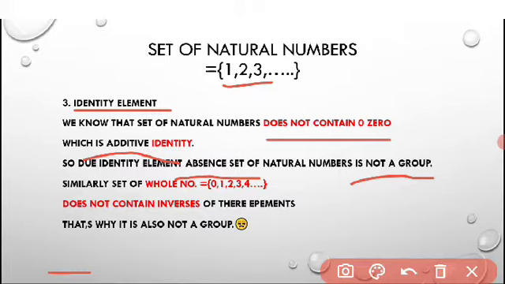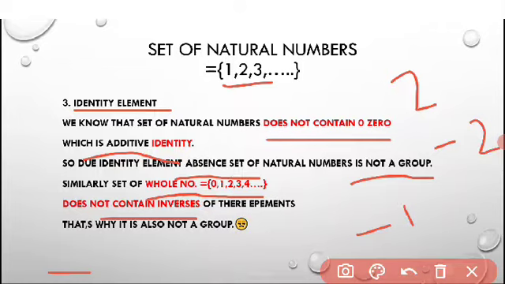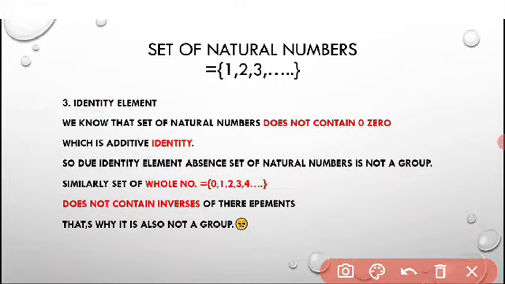Similarly, for the set of whole numbers, which starts from 0, 1, 2, 3, the identity element with respect to addition exists, but inverses do not exist. We know that the inverse of 2 is minus 2, and the inverse of 1 is minus 1, since 1 plus minus 1 is 0 with respect to addition. So the inverses do not exist. That's why the set of whole numbers is also not a group.